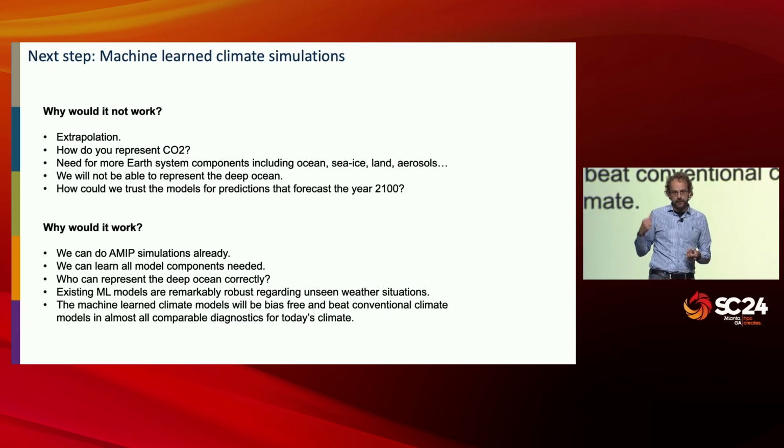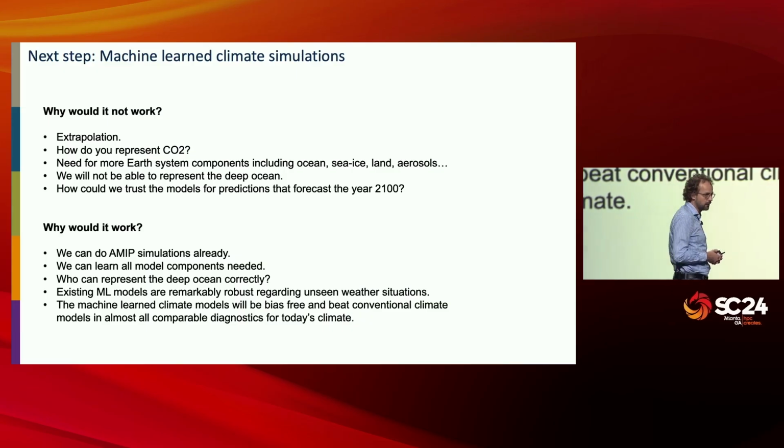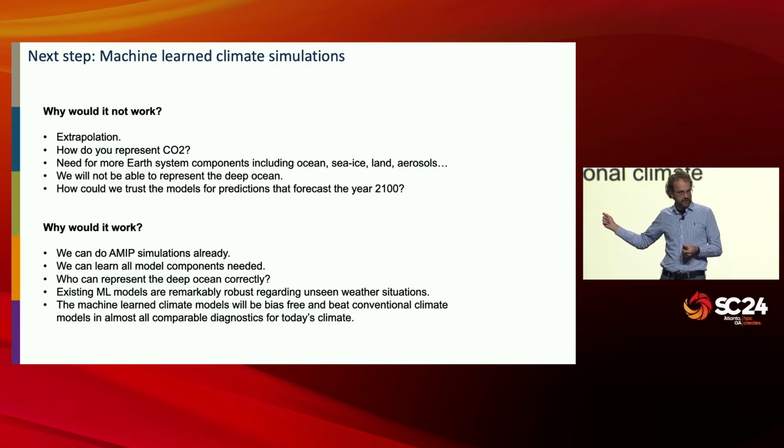We know, and I've already told you, that the machine learning models are very robust regarding extreme events and so on, so why shouldn't they work there? And also, I think that's probably the most important point for me, there will be machine learned climate models, there's no question, someone will build them. And if we have them, they're going to be basically better in a lot of diagnostics that we're talking about right now than the physics-based model.